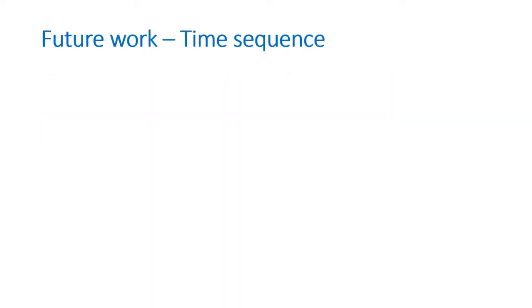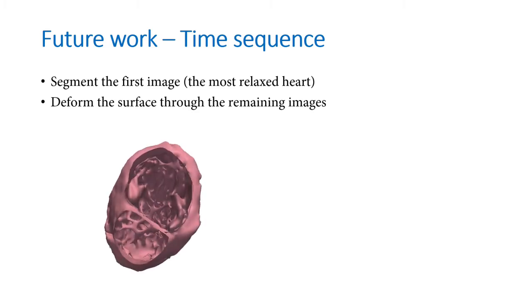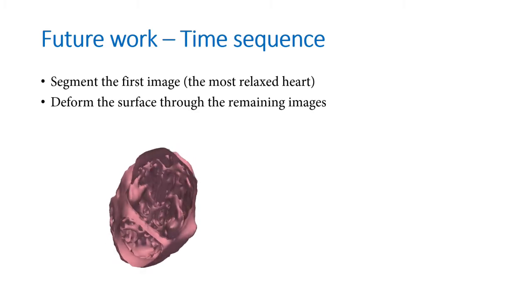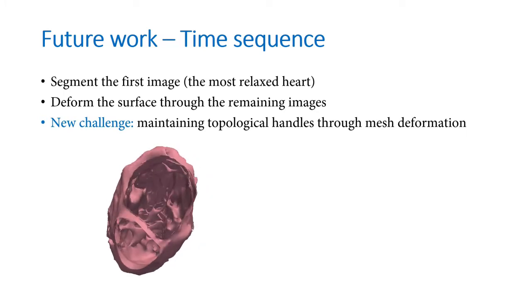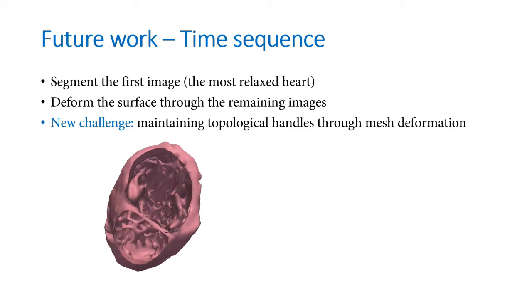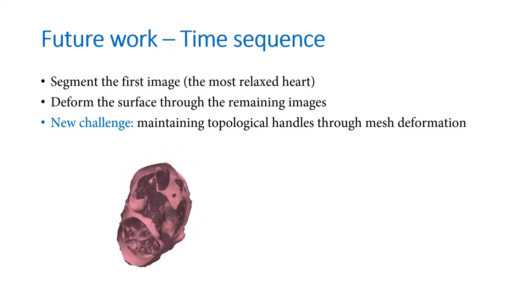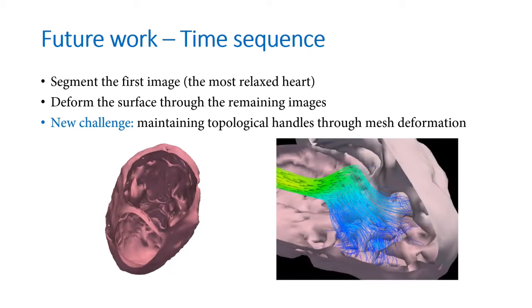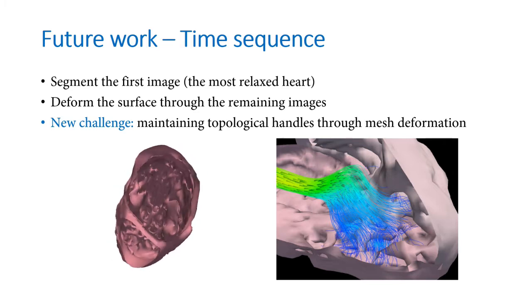In practice, we acquire a time sequence of cardiac images over a heartbeat. We segment the image with the most relaxed heart, in which trabeculae are most separated and easy to extract. Next, we deform the surface through the remaining images and acquire the surface of a beating heart. One new challenge is that we observe that the trabeculae are not always correctly deformed. To solve this issue, we plan to further develop topological priors for the time sequence. The beating heart model can be used to simulate cardiac blood flow, which will be useful for further analysis and prediction of the risk of stroke.